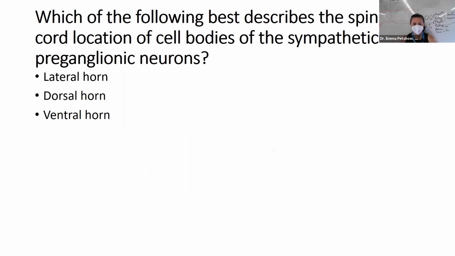It is the lateral horn. So again, going back to that initial picture, looking at when it exits the spinal cord, where is it coming from? It comes from the lateral horn.